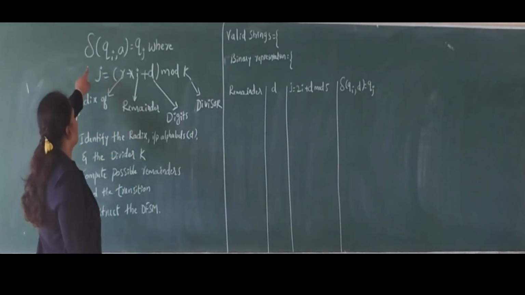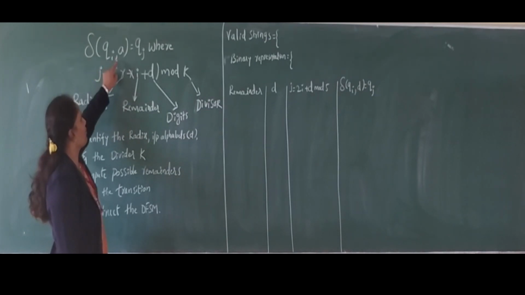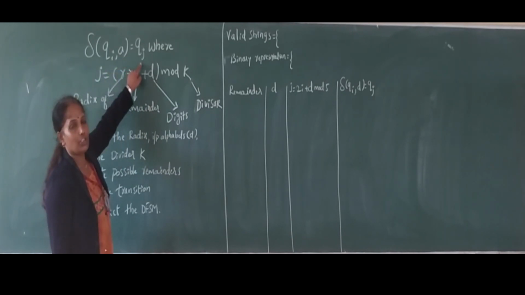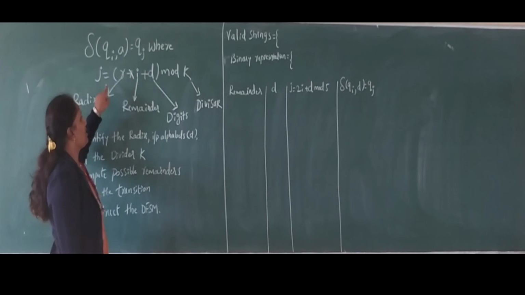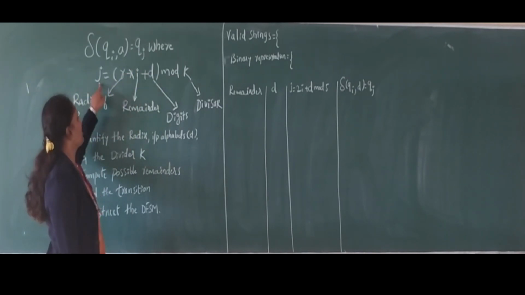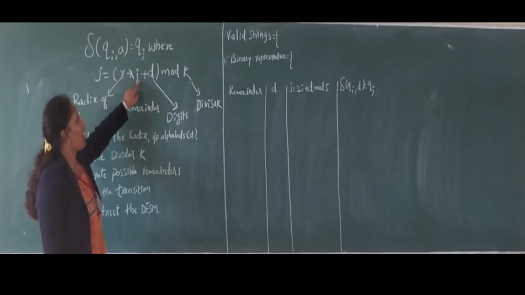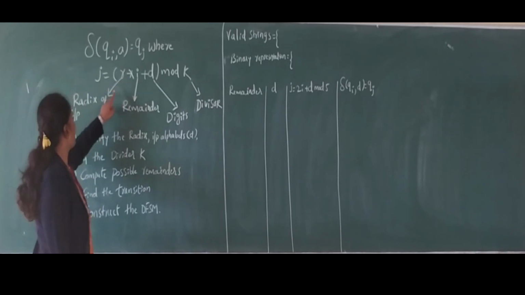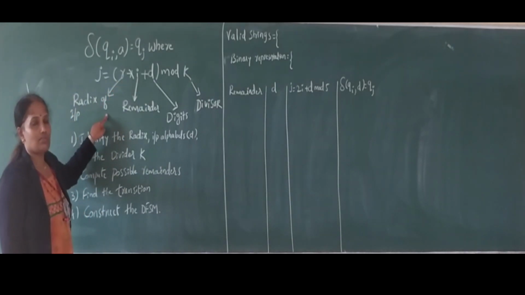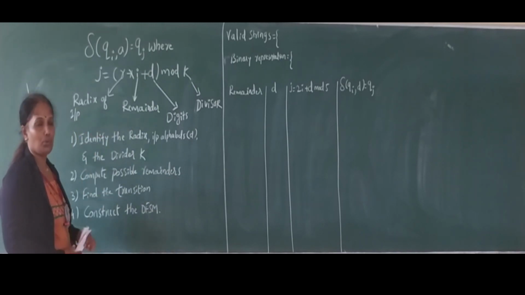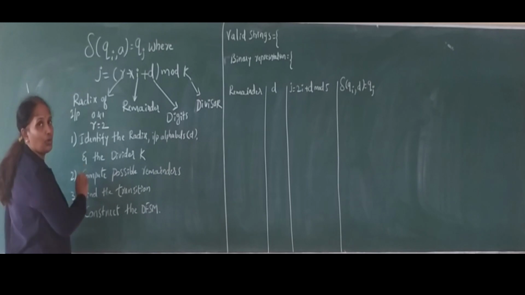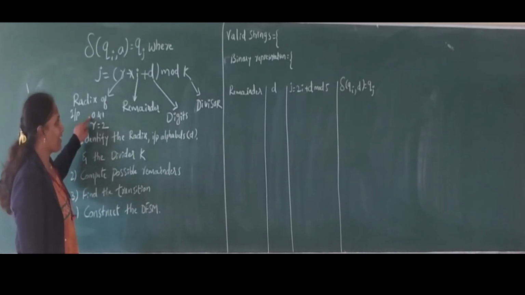So here assume that the transition is given, Qi of A. You are in a Qi state. After accepting the A, you are going to move to a Qj state, where Qj is found by a relation, that is j equal to (R into i plus d) mod k. In this case, R represents the radix of input. Suppose I consider binary numbers, then R value equals what? 2. Because you will only get 0 and 1, so R value equals 2. So the radix of input is 2 in that case.